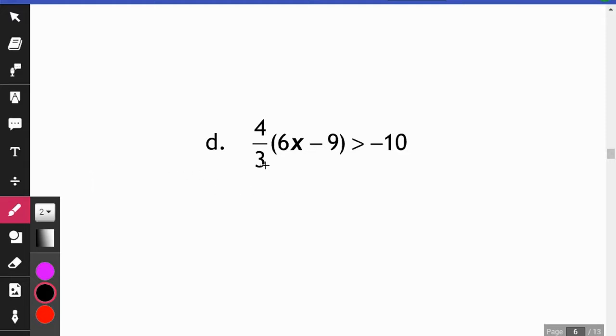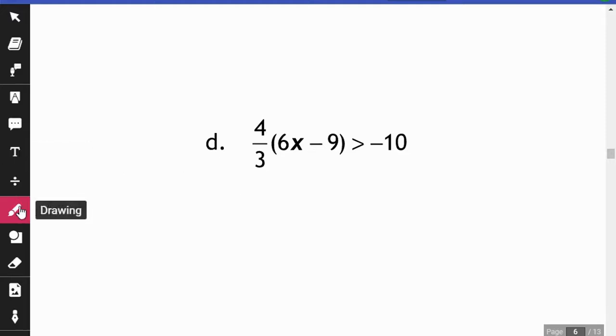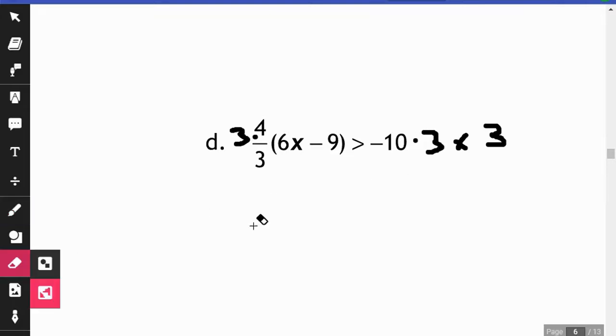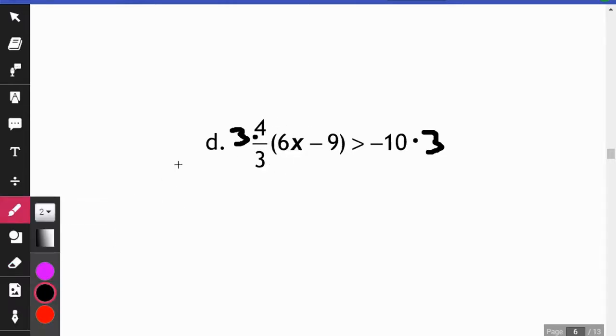So a way that we can get rid of that fraction if we don't want it is we can multiply everything times 3. So I'm going to have 3 times this, and 3 times that. Now notice the whole left side is being multiplied together. Even though there's an addition in here, I just have to multiply the whole thing by 3 because that's within parentheses. So this is really just multiplication and division, and the order of operations says I can do this multiplication first.